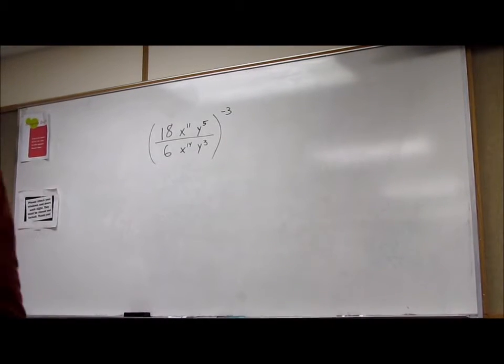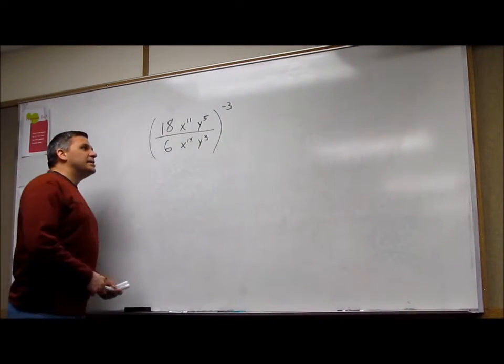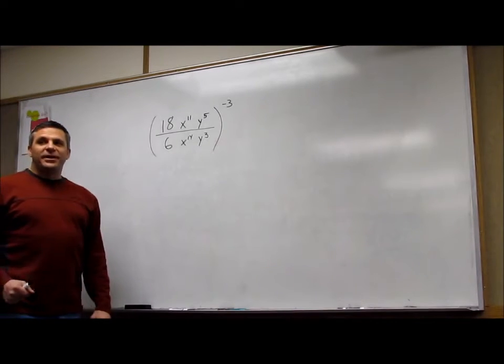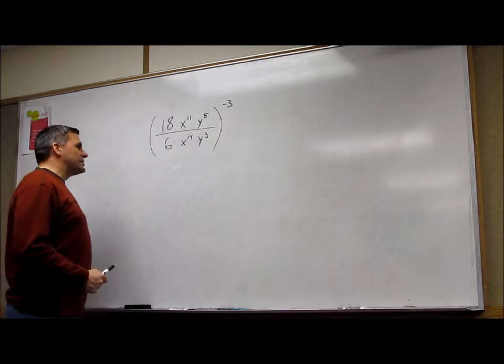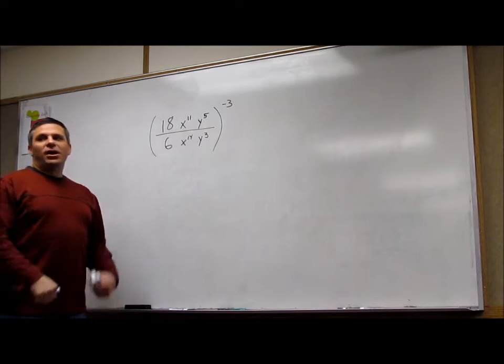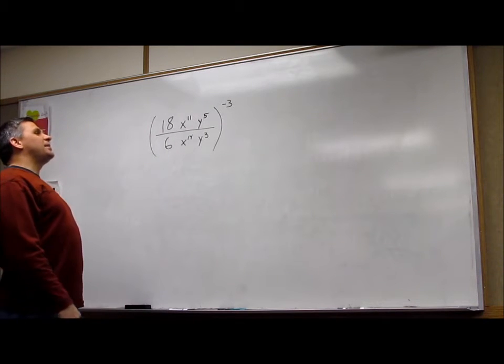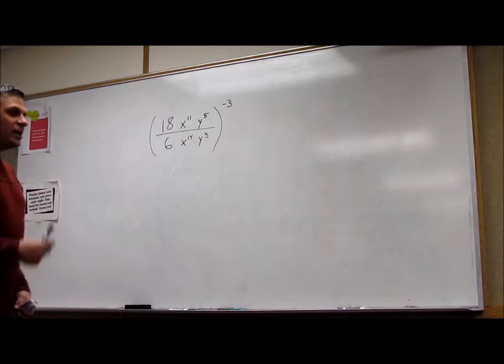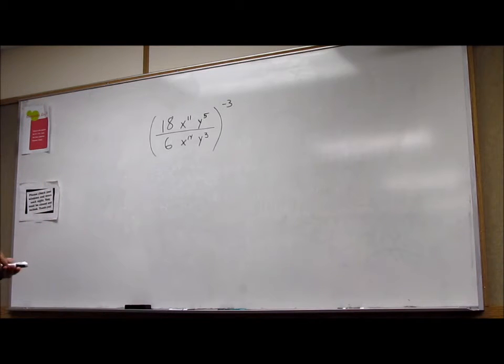Here we go. We have 18 times x to the 11th times y to the 5th divided by 6 times x to the 14th times y to the 3rd, all raised to the negative 3rd power. This is a tough, tough problem. If you can do this problem, you can do any of these problems. Okay? So, don't worry if you couldn't do it.